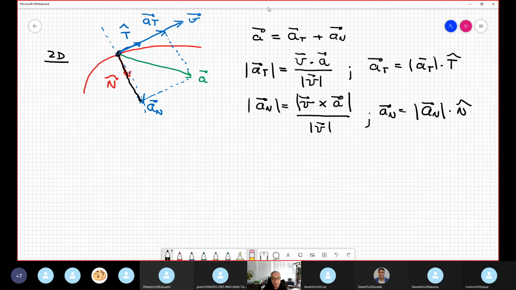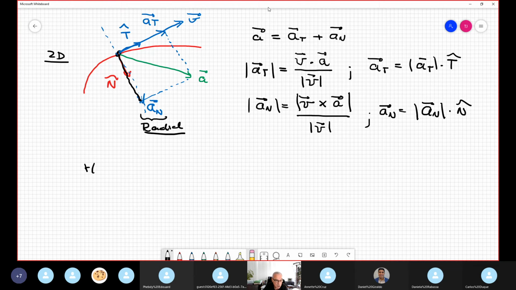Okay, let's do an example of the decomposition of acceleration in two components, tangent and normal. This is classical in physics when you study circular motion, and they call it a little bit differently. This is called radial. By the way, this is centripetal acceleration, and this is tangential acceleration. Okay, let's do an example.